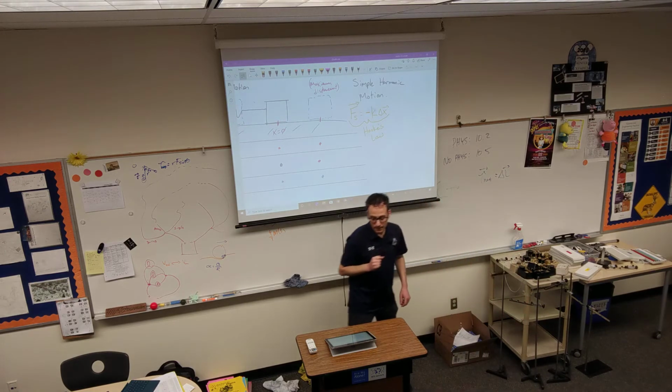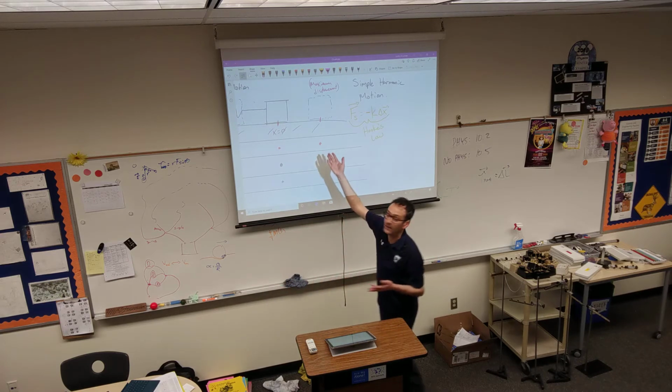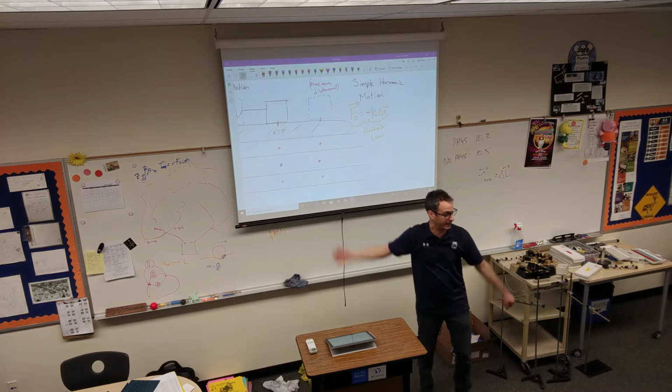If it obeys Hooke's law, it undergoes simple harmonic motion. Springs definitely obey Hooke's law. I mean, that was where we kind of got Hooke's law from.